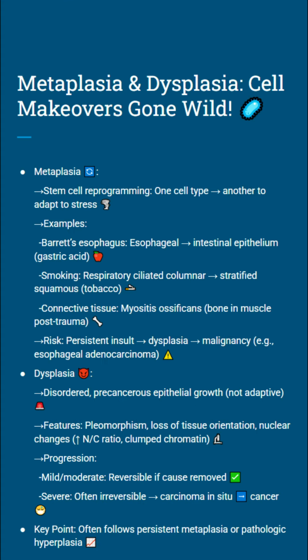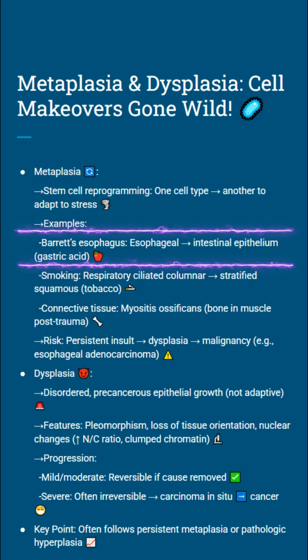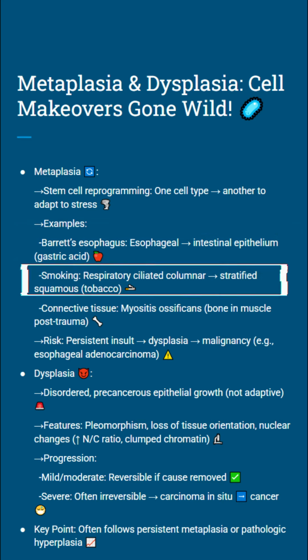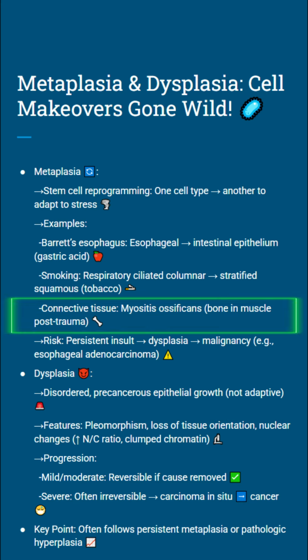So now let's switch gears to metaplasia and dysplasia. Cell makeovers gone wild. Metaplasia is stem cells reprogramming one cell type into another to handle the stress. Think about Barrett's esophagus, where gastric acid turns esophageal tissue into intestinal epithelium, or smoking swapping respiratory ciliated columnar cells for stratified squamous. Even connective tissue can turn into bone post-trauma, like in myositis ossificans.